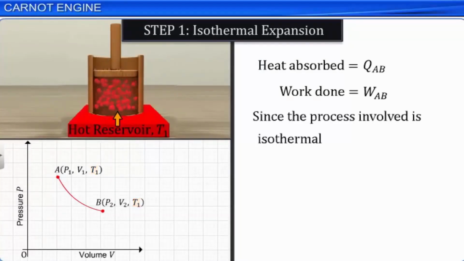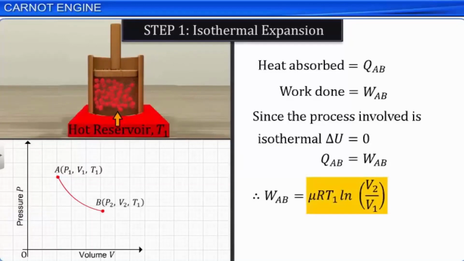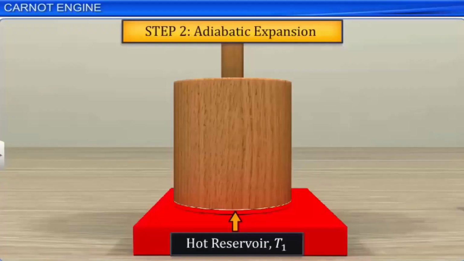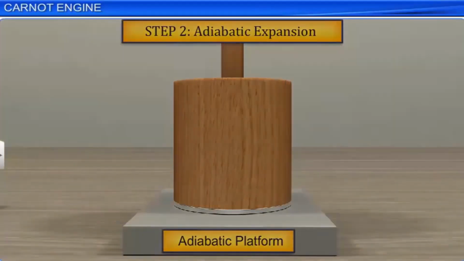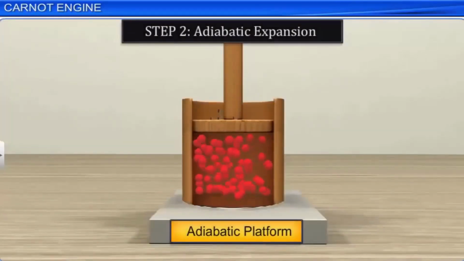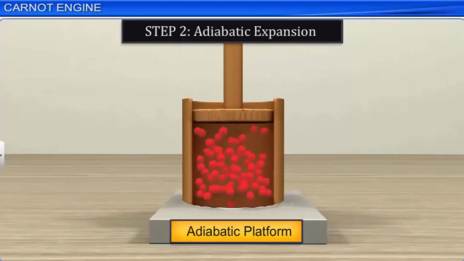Therefore, for an isothermal process, the work done by the system WAB is equal to μRT1 ln(V2/V1). Let this be equation 1. In the next step, the container is kept on an adiabatic platform. Now, by removing some more tiny weights, one by one, allow the gas to expand.